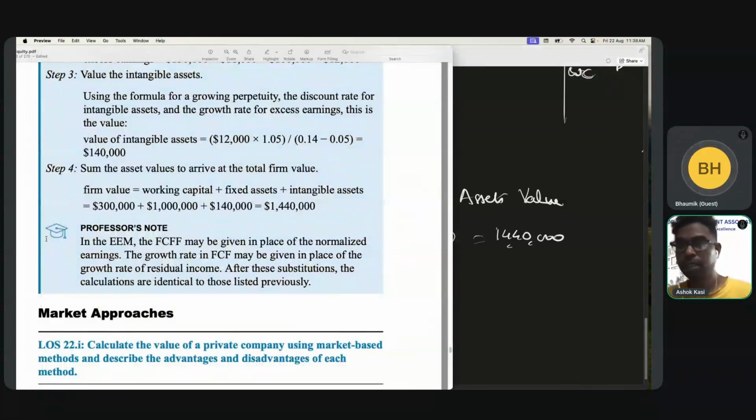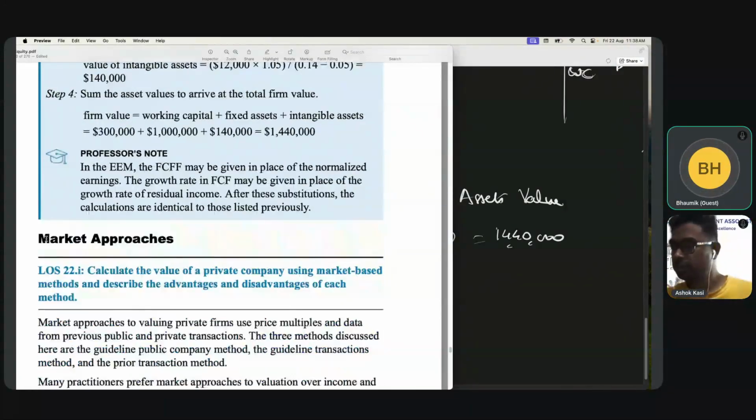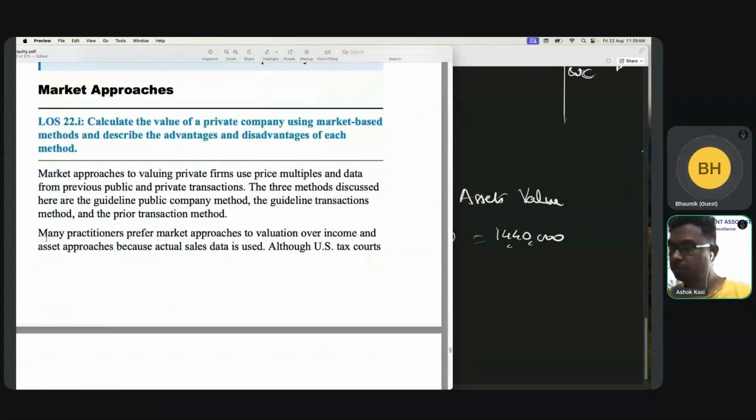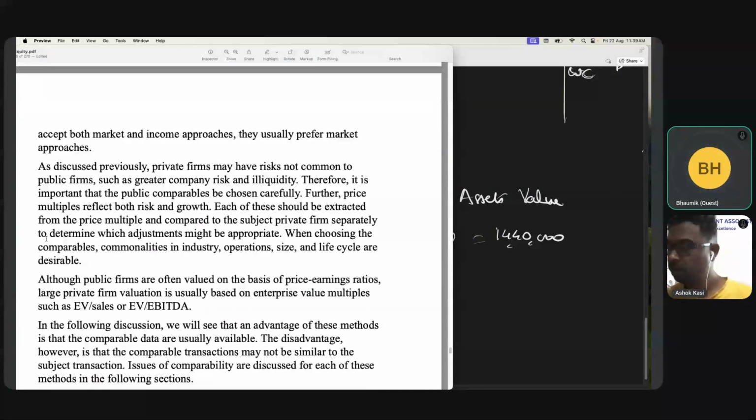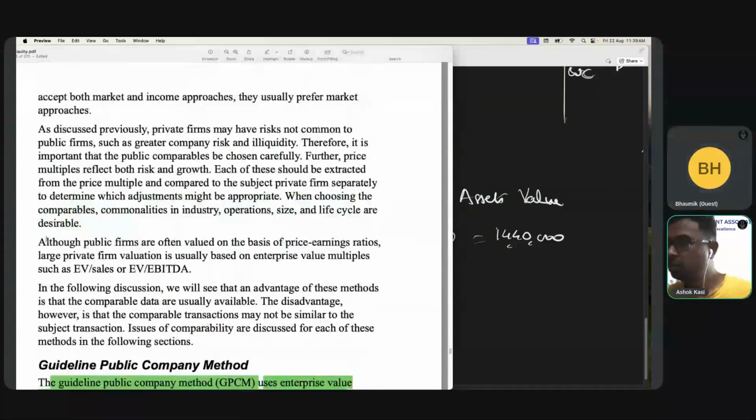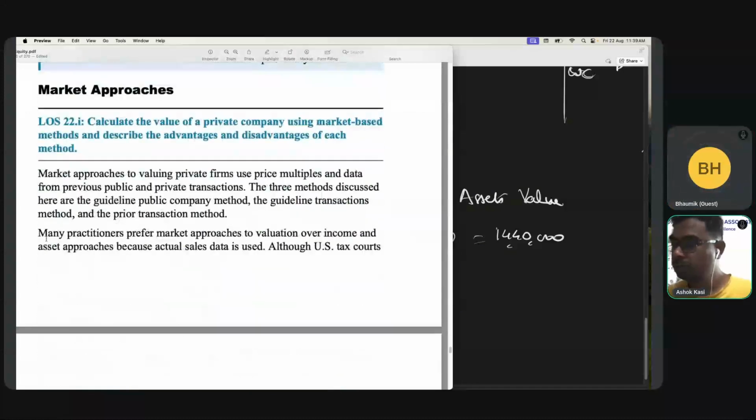Okay till here? It's almost over now. Market approaches: calculate the value of a private company using market-based methods and describe the advantages and disadvantages of each method.